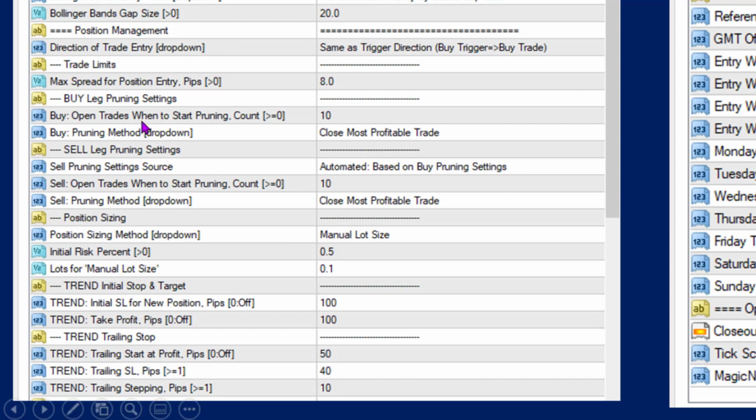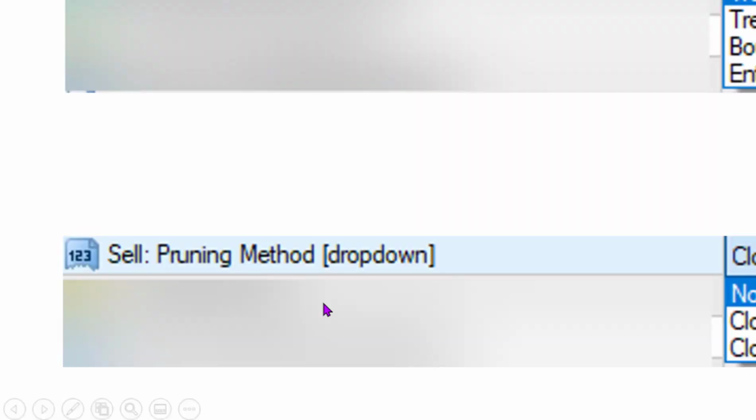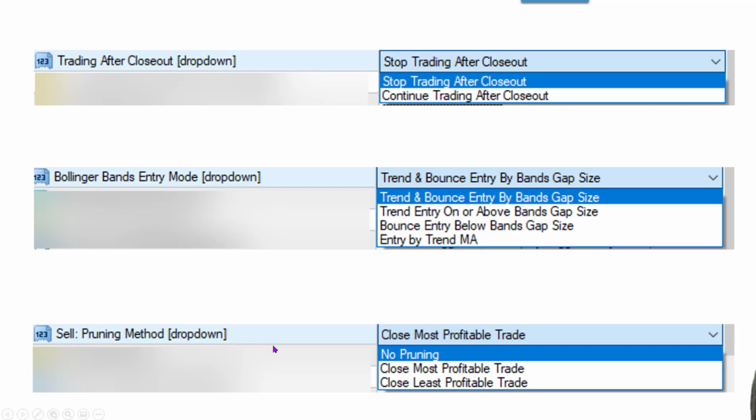And then we have, as I say, the pruning function has been split into a buy leg and a sell leg. And there is a drop down for that. And I'll just go to the next slide to show you that. So there's the pruning method. You can either not prune, so ignore pruning altogether, or you can close the most profitable trade, or you can close the least profitable trade. So they are the pruning methods, and as I said, you can use them independently on sells and buys.